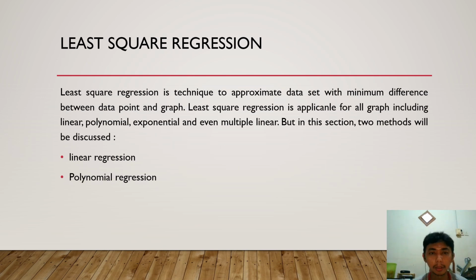And now we will discuss methods for solving curve fitting. The most popular method is least square regression. Least square regression is a technique to approximate the dataset with a minimum difference between the data points and the graph. It is applicable for all graphs, including linear, polynomial, exponential, and also multiple linear. But in this section, two methods will be discussed: linear regression and polynomial regression.